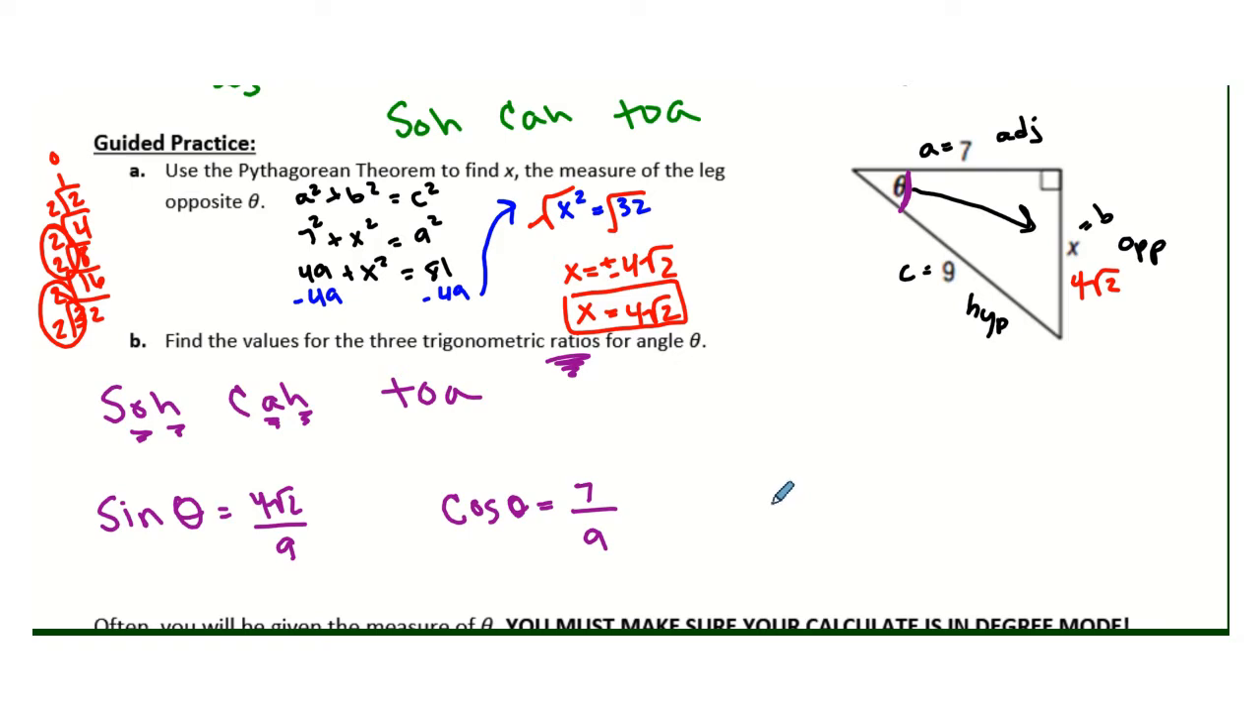The last trigonometric ratio we're going to look at is tangent of theta. Tangent is opposite over adjacent. Opposite of theta is 4 square roots of 2. Adjacent to angle theta is 7. These are my three trig ratios for this triangle.